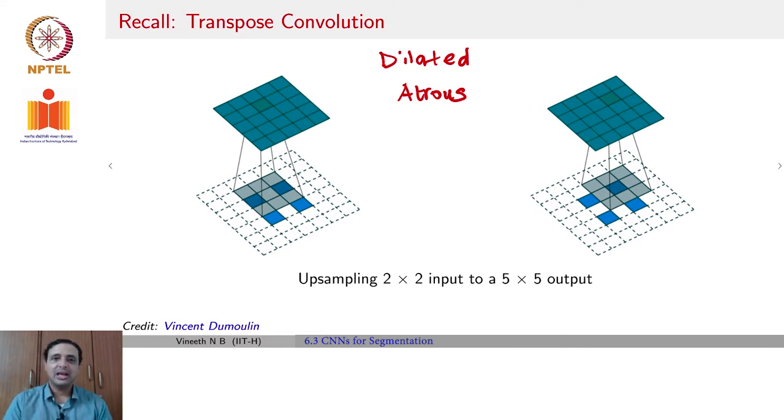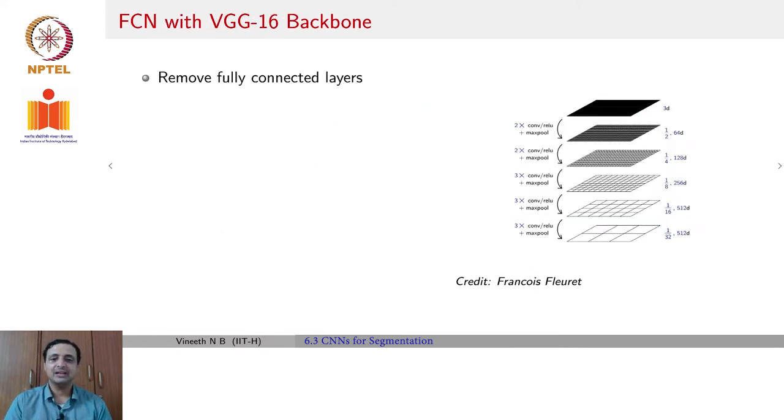So now in FCNs, this is the idea that's used to upsample after a certain level. Let's see an FCN architecture with a VGG backbone. So if you have a VGG16 backbone, the first thing that was done in FCN is to remove all the fully connected layers. So what you have now are only the convolutional layers of VGG16. So you can see all the standard feature maps of VGG16.